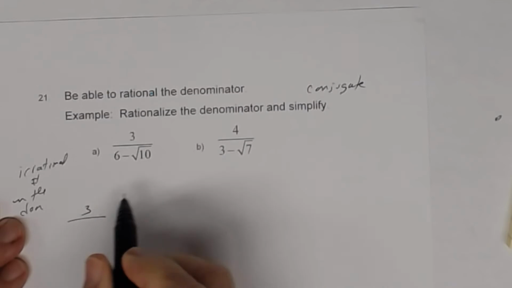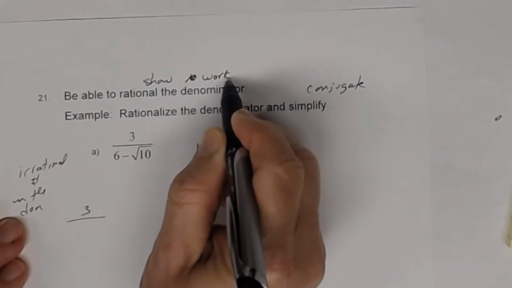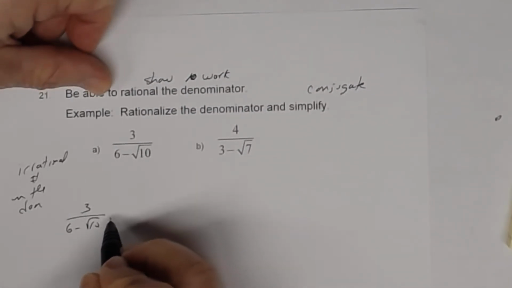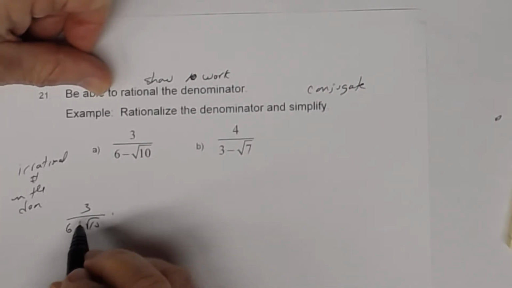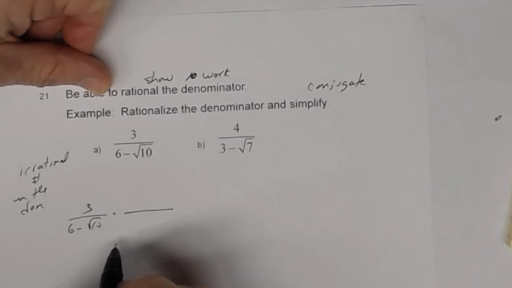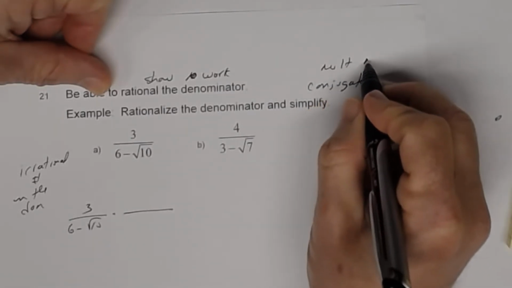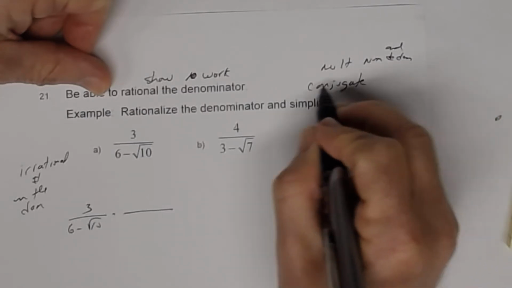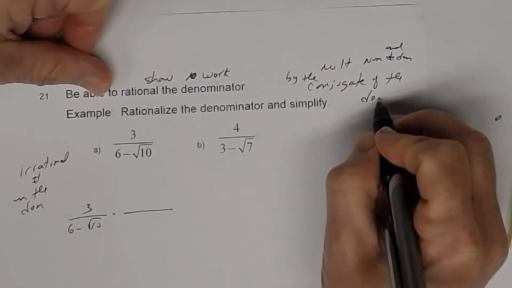So you're going to do this, and you're going to say show work. So make sure you show work. And so the conjugate, let me go ahead and write down the problem again. So to get that denominator to be rational and not irrational, square root of 10 is irrational. To get that denominator to be rational, you're going to multiply both numerator and denominator by the conjugate of the denominator.